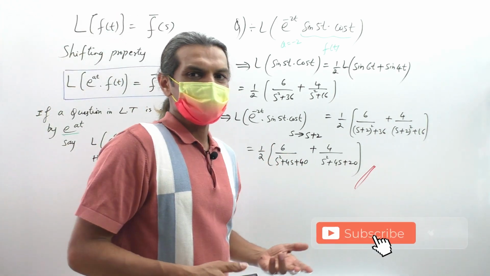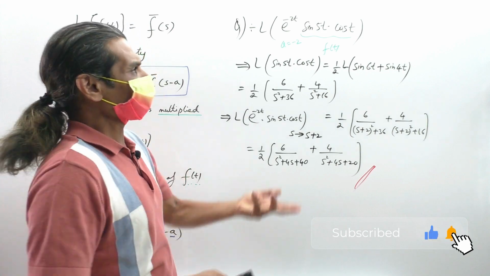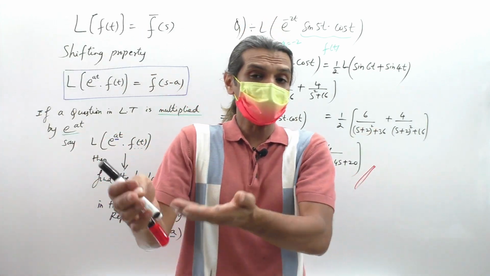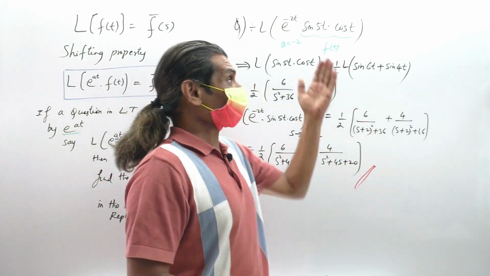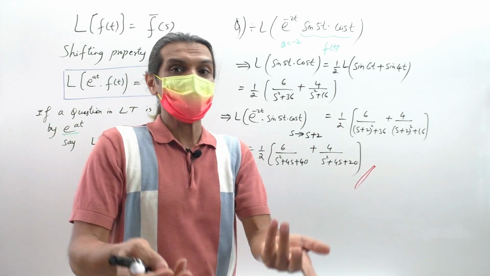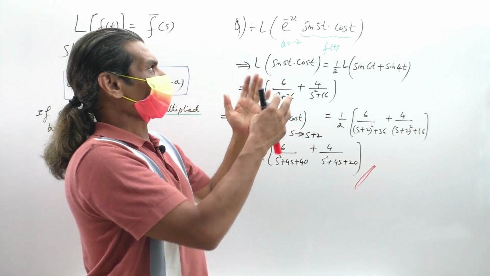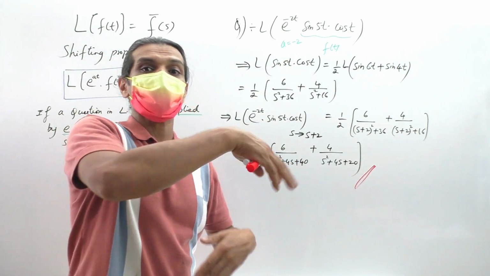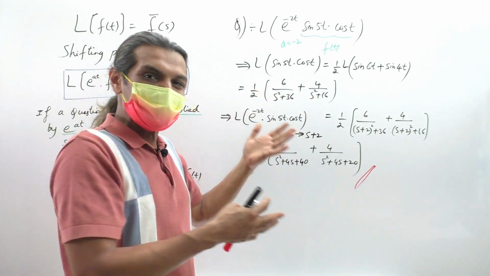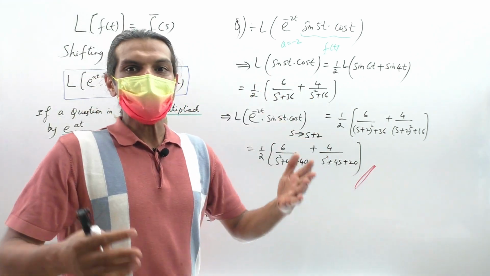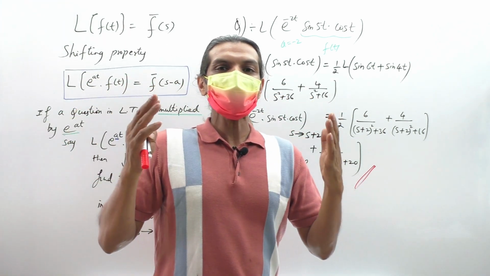So you can frame such questions yourself. It can be e raised to minus 2t into cos square t. What is cos square t? 1 plus cos 2t by 2. Cos square 3t, what is cos square 3t? 1 plus cos 6t by 2. Then you can write e raised to t into, say, cos a cos b, a formula you can use. So you can frame many such varieties of questions and practice the shifting property yourself.